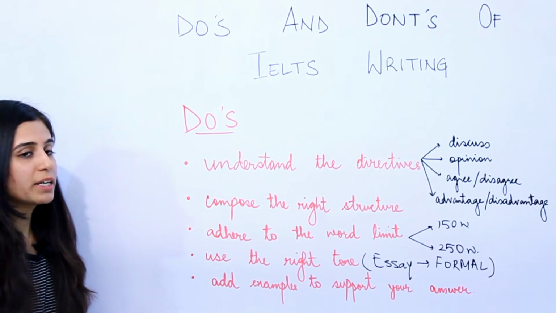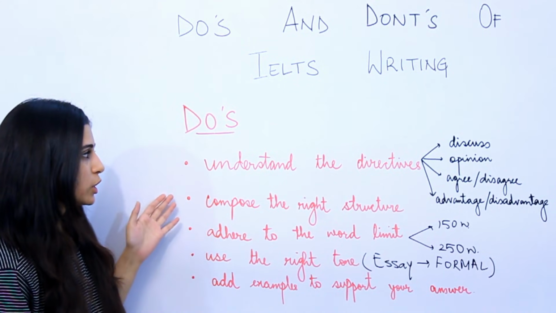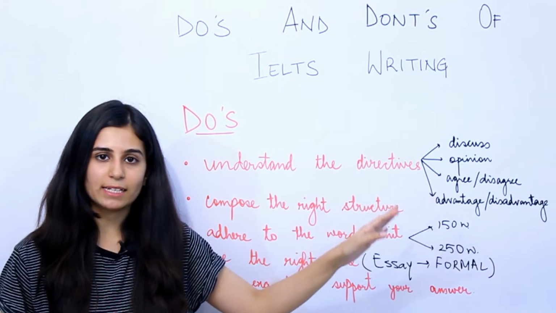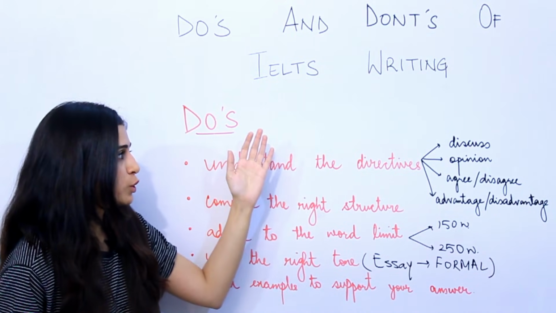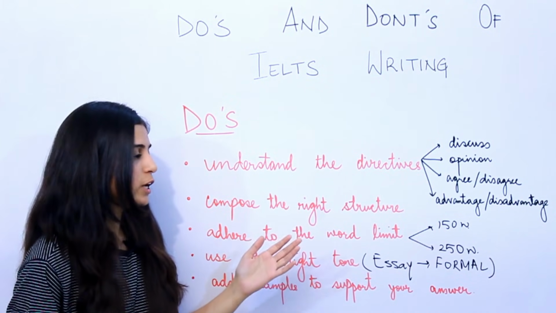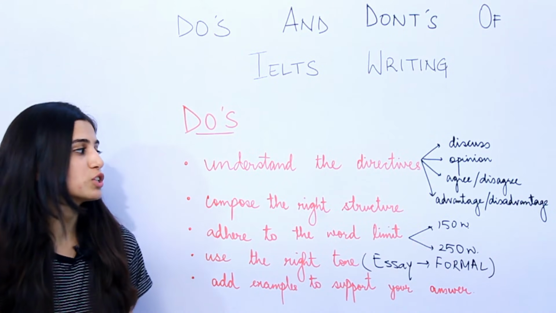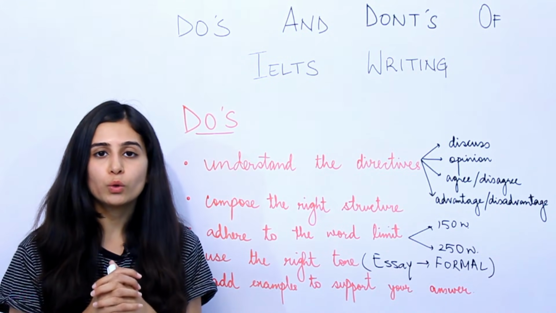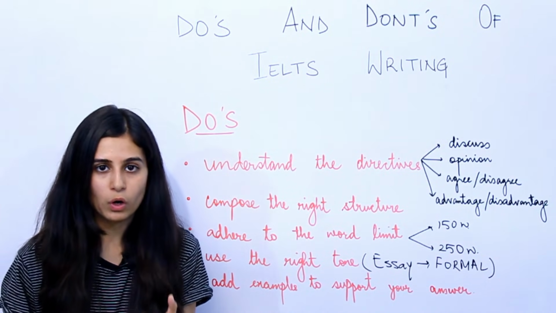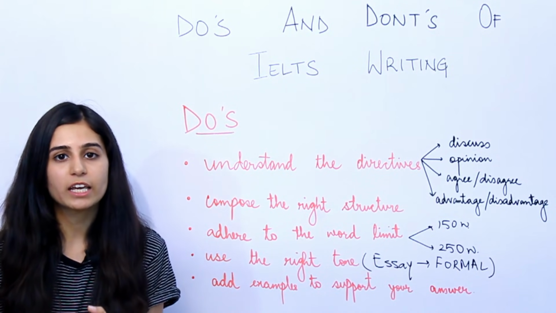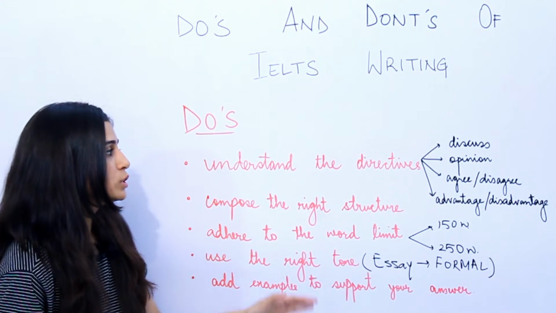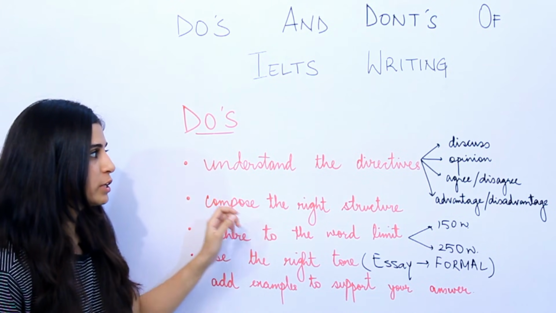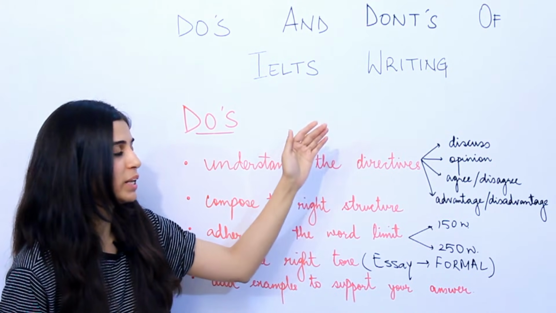First and foremost, understand the directives. This particular point is for the essays. Each of your essays has a directive word, which could be discuss, opinion, agree or disagree, and disadvantages and advantages. So you need to underline this directive word, understand what the essay is asking you to do, and then answer the particular essay.